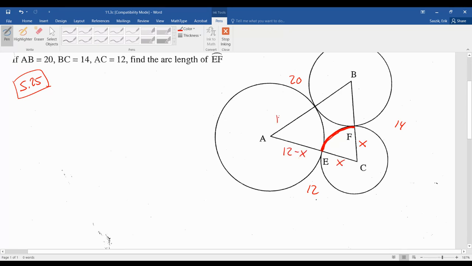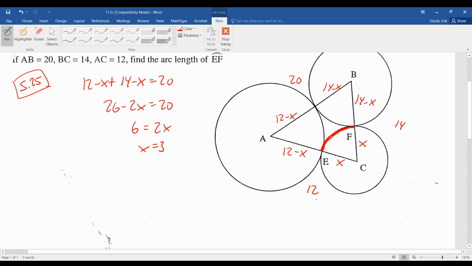And now I'm going to walk around both ways. So I meet on the far side, and I know that 12 minus X plus 14 minus X has to equal 20. So I get X equals 3.